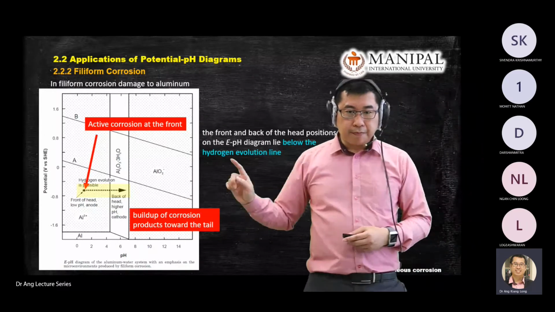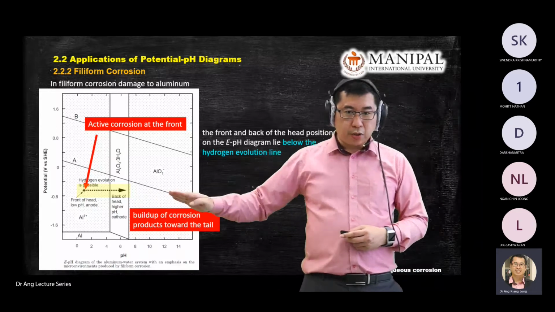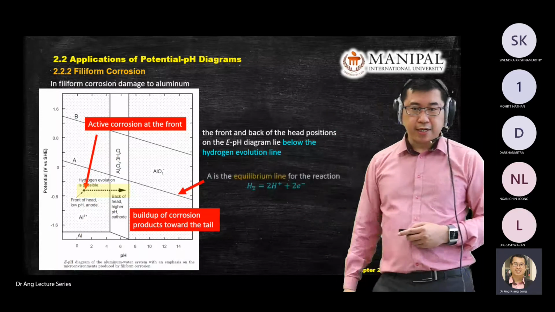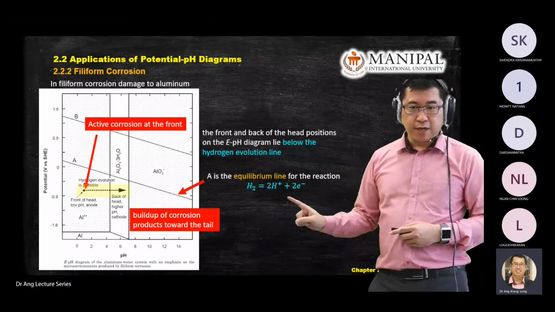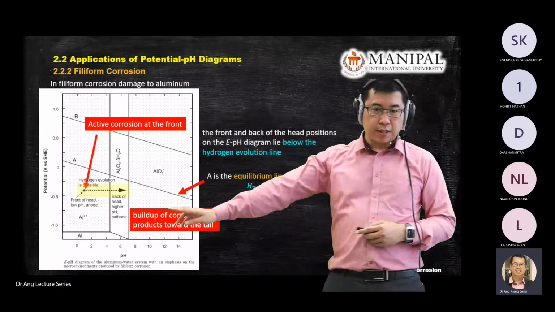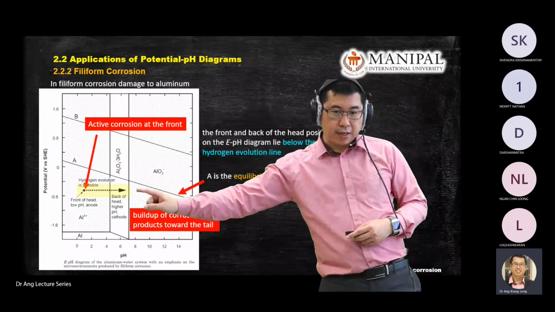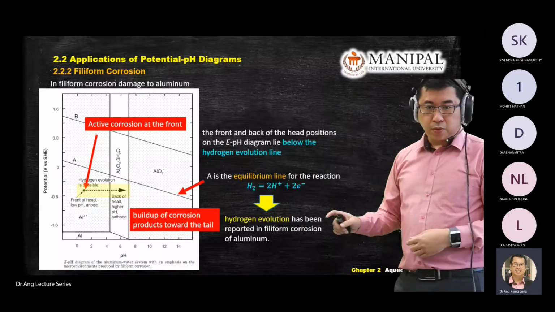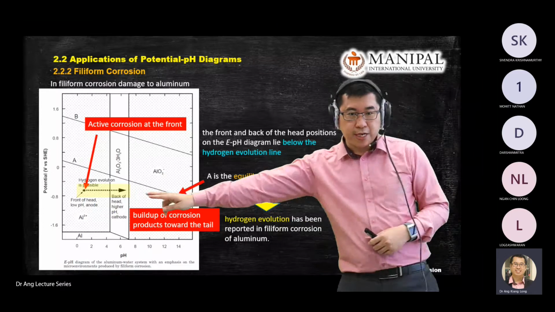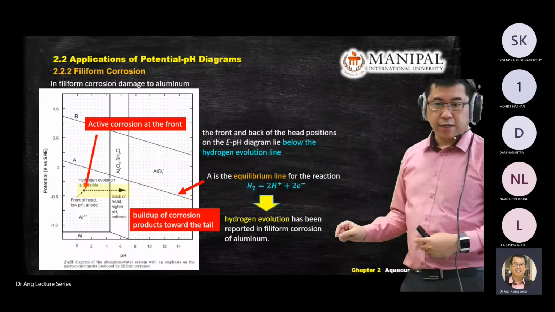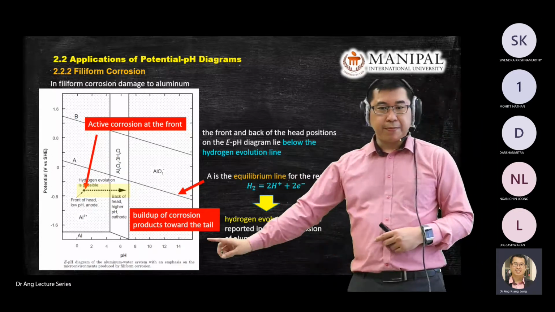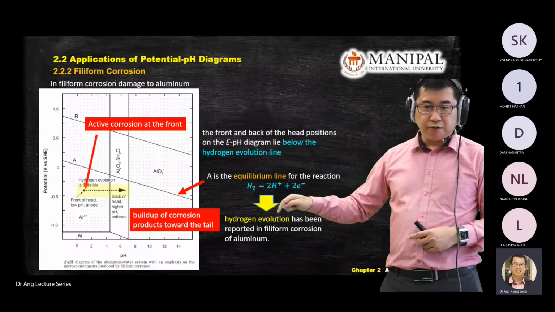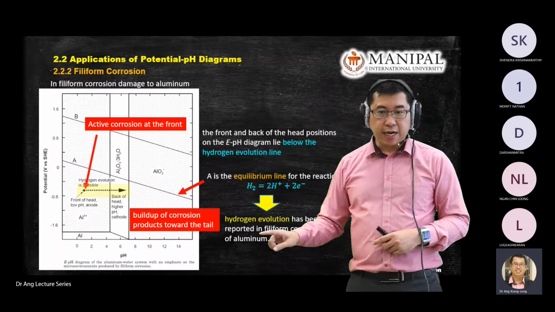So again, the whole line here is below line A. Line A is the hydrogen evolution line. So this is the process of hydrogen evolution. The whole process happened below this line A. So as you can see from this behavior, as it is below line A, we can conclude that hydrogen evolution can happen in aluminium.